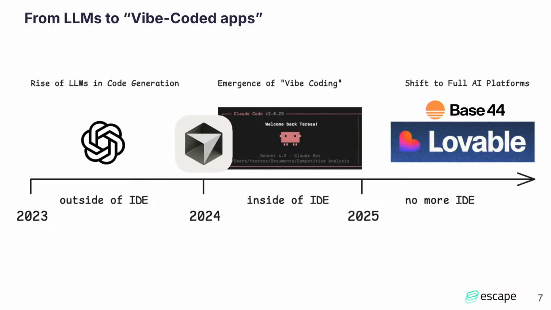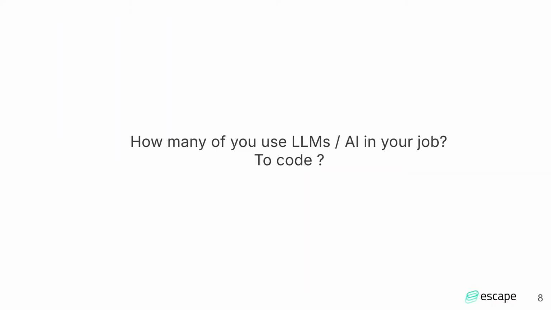And now we see a shift to full AI platforms like Lovable or Base44, which brings it back out of the IDE. The idea is that you just have a chat interface, but the platform will deploy the code for you, will deploy the front end, the back end, set up the infrastructure you need, and basically just generate your application. So, a little question to the audience.